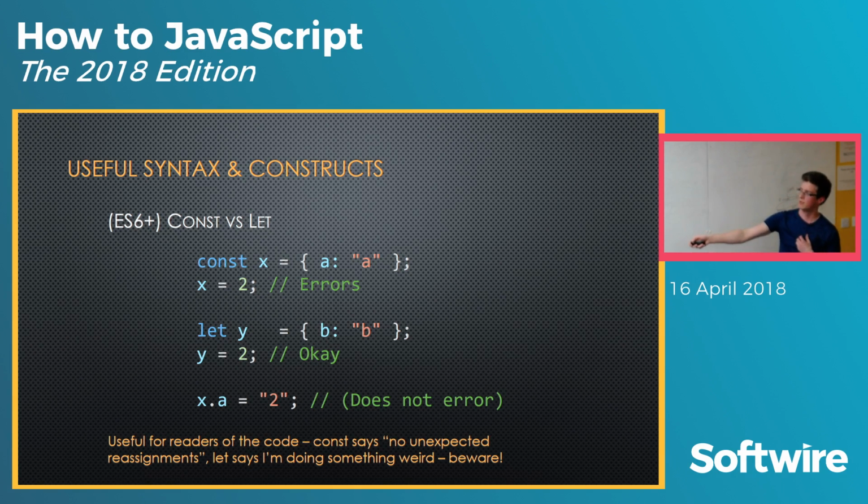Just to point out that it doesn't stop you mutating the object itself. So, for example, I can change the value of x.a. I just can't reassign x there. Not too complicated. Most languages have support for this, but if you're starting to write, try using const.